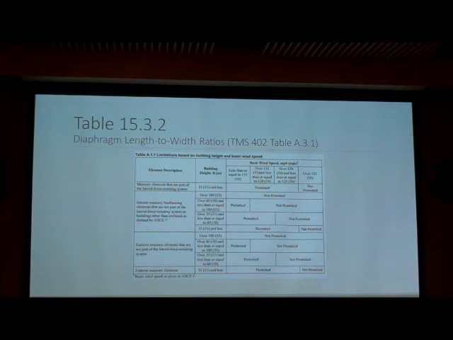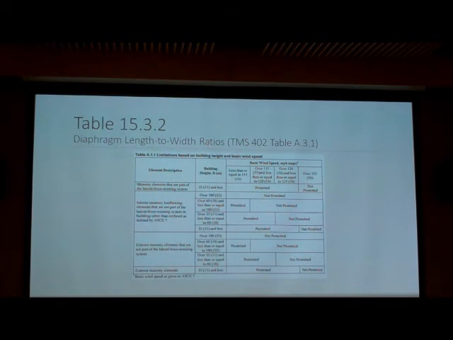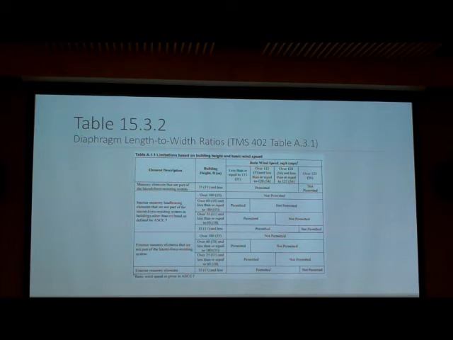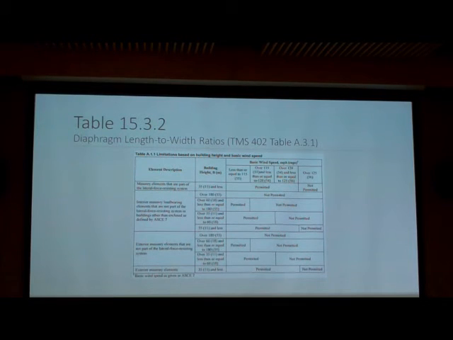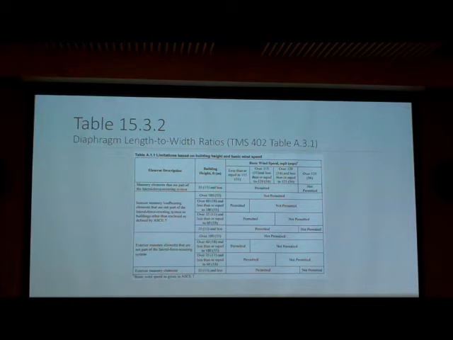These tables are actually found in both the TMS and the MDG. So, that's the wrong table. I have a duplicate table, so I'll fix that. So this should be your diaphragm length to width ratios. Yeah, that's the same one. It is the same one, so I copied it wrong. I'll fix it and update it so it'll be correct in there. But that just gives you the diaphragm length to width ratios, what you can have for your floor diaphragm.